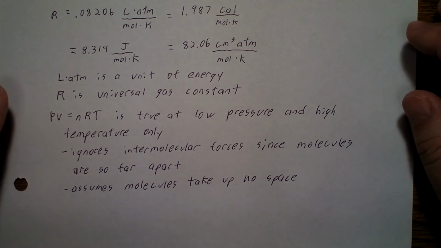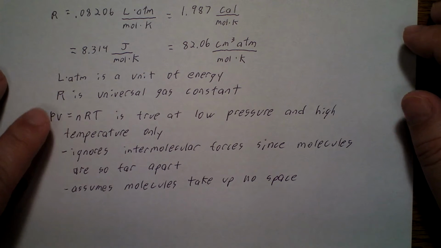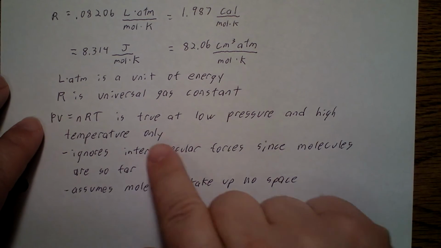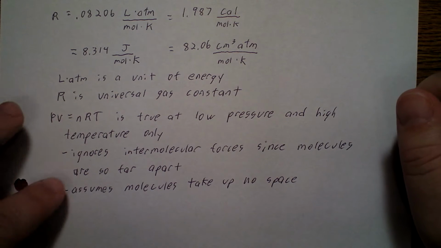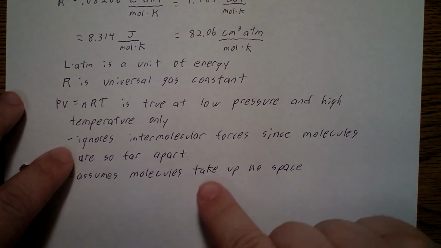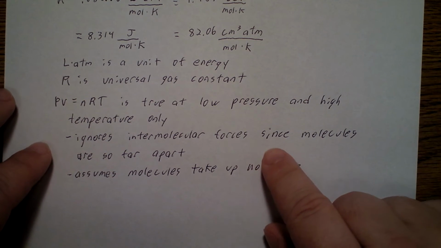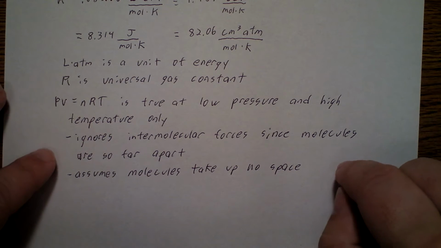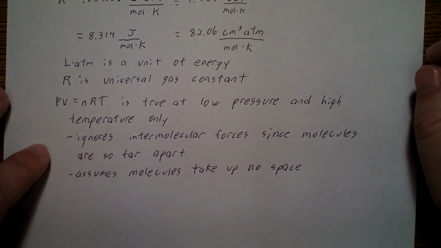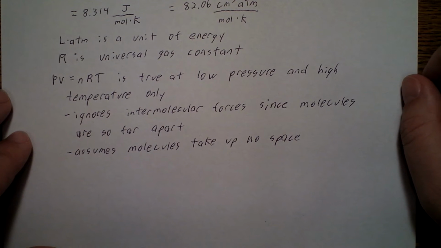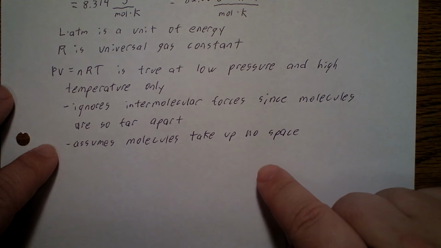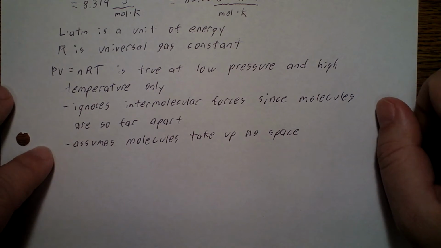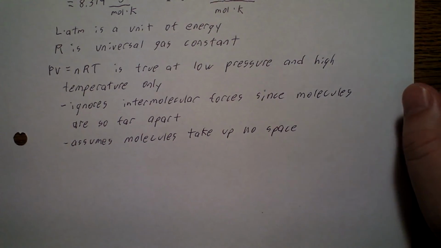Now, for a real gas, PV equals nRT is somewhat true as long as you're at low pressure and high temperature. The reason is it ignores intermolecular forces because at low pressure or high temperature, the molecules are so far apart you don't really have any intermolecular interactions. And likewise, it assumes the molecules actually take up no space. Okay, that is it for Chapter 1, Section 5.